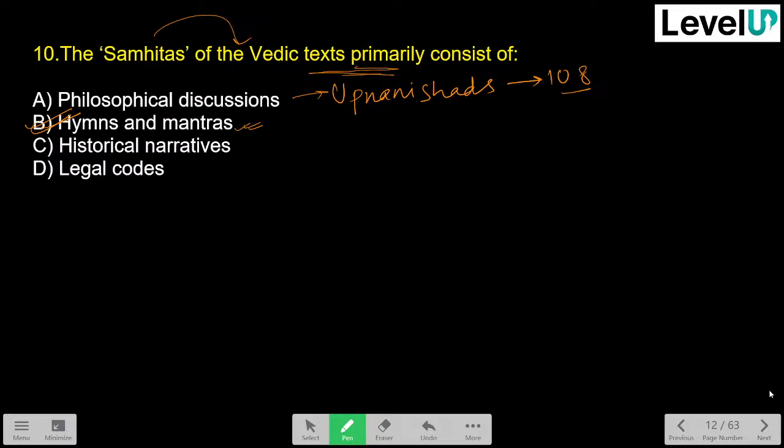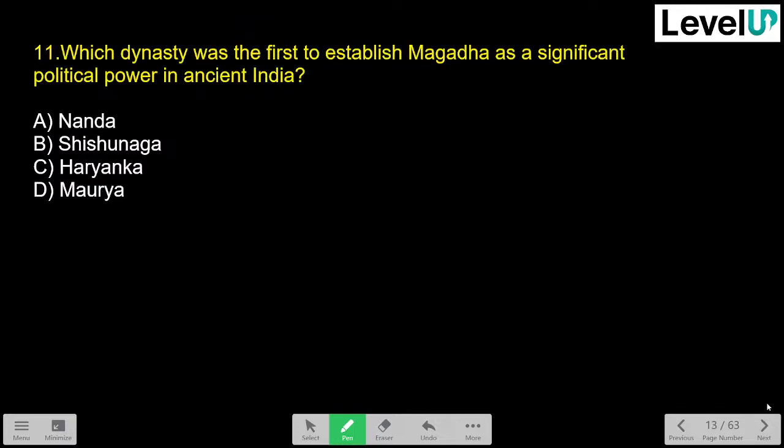Correct. Next question. Which dynasty was the first to establish Magadha as a significant political power in ancient India? Okay, so the first political dynasty was the Haryankas. I will give you a brief about Haryankas. So the right answer will be Haryankas.